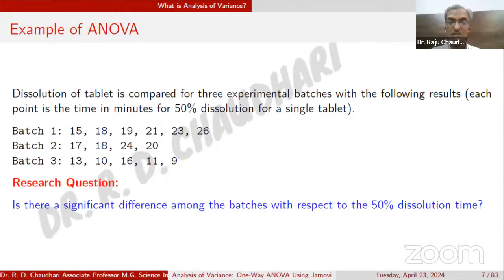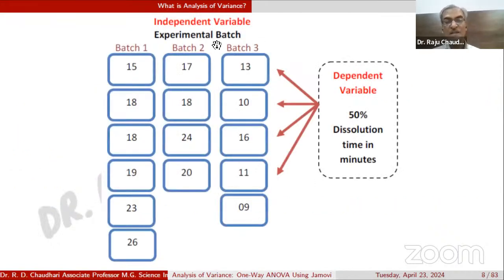So the research question for this particular problem is: is there a significant difference among the batches with respect to the 50% dissolution time? We mean the average 50% dissolution time. Okay, so this is the same thing. Now, when to use one-way ANOVA?